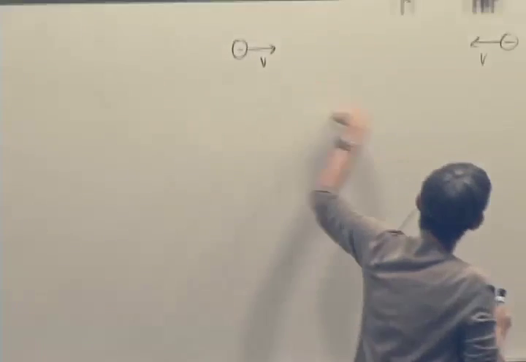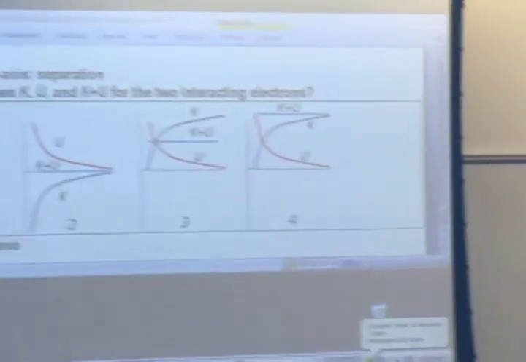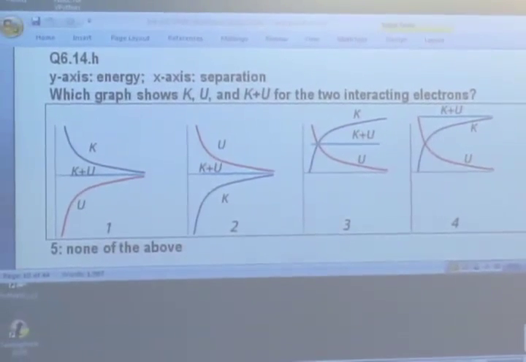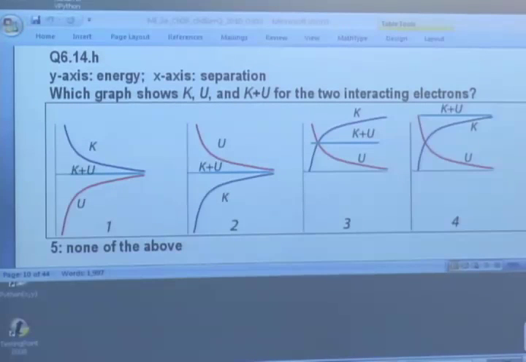Which of these graphs correctly shows the kinetic energy of the two electrons, the electric potential energy of the two electrons, and the sum of the two in this situation where we choose both the electrons as the system? So if you're not sure, think about something that you really can think about. What's happening to the kinetic energy, for example?